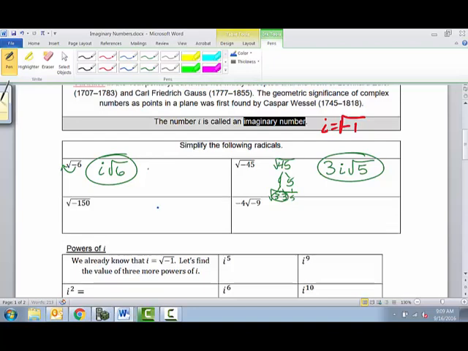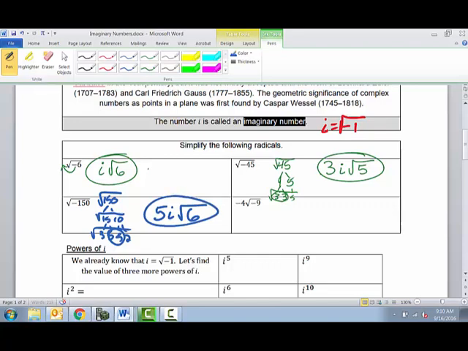Now negative 150, same thing. We can factor it into 15 and 10, 3 and 5, 5 and 2. So I have a pair of 5's. I bring out the 5. 3 times 2 is 6, and we leave that in, and I pull out the negative as an i.